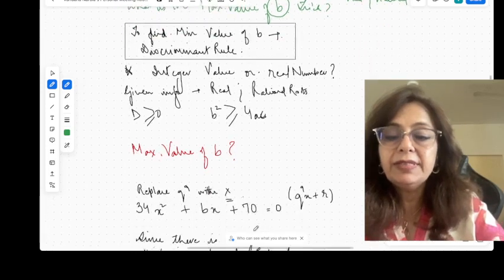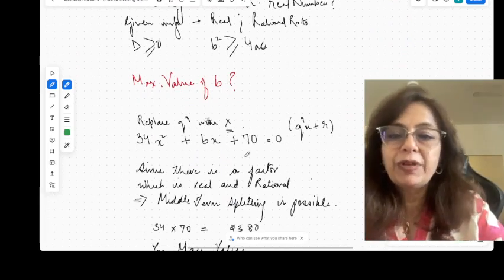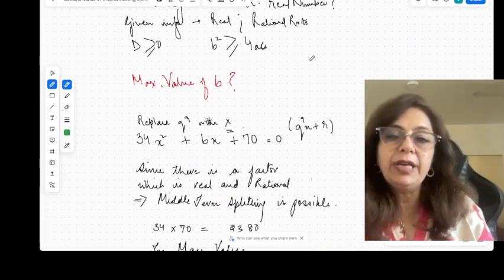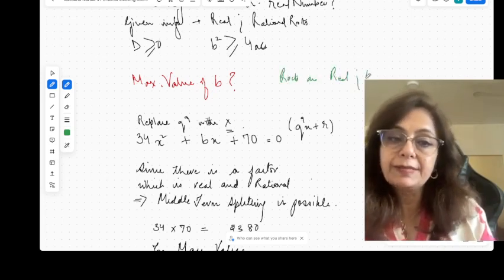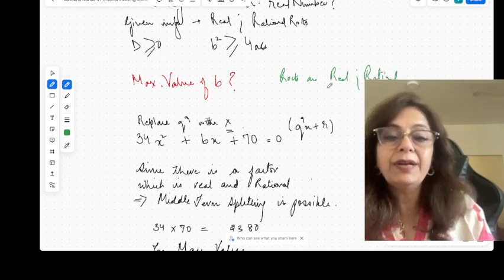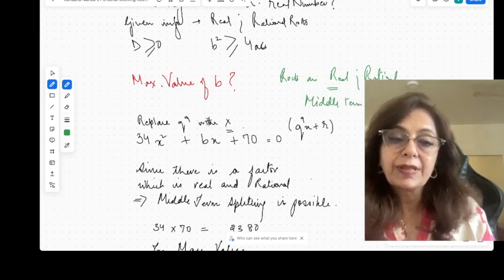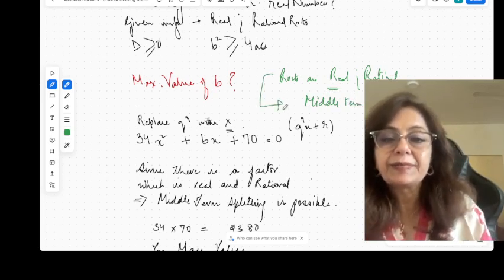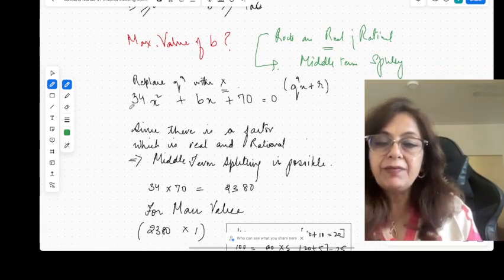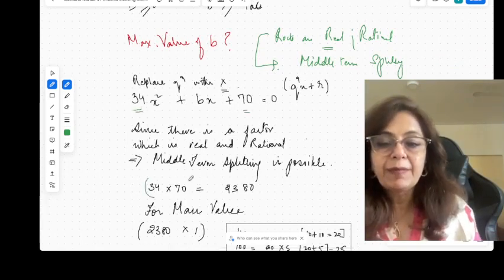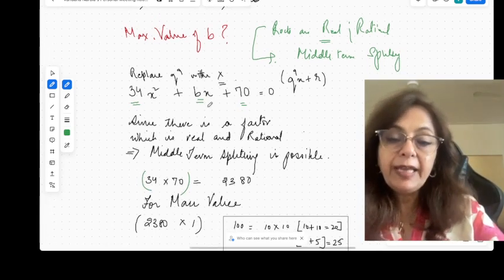But what they have asked you is the maximum value of b. So what's the approach that we're going to use here? The first thing that you need to keep in mind is that the roots are real and rational. And when you have real and rational roots, the middle term splitting is possible. This is the fact that you need to keep in mind. And when I say middle term splitting is possible, now we all know the method here that we multiply a and c, prime factorize it to find various ways that the middle term splitting can happen. Now keep that in mind.